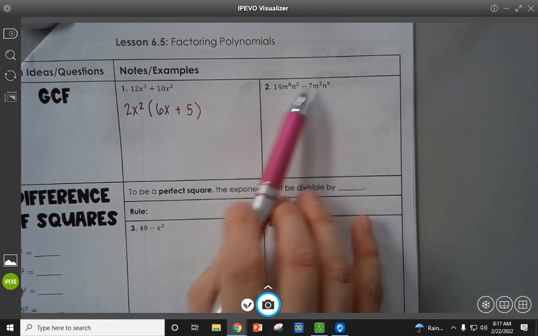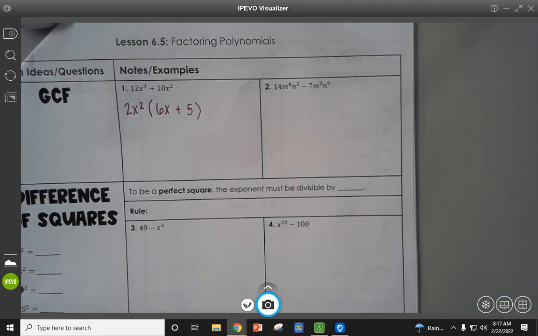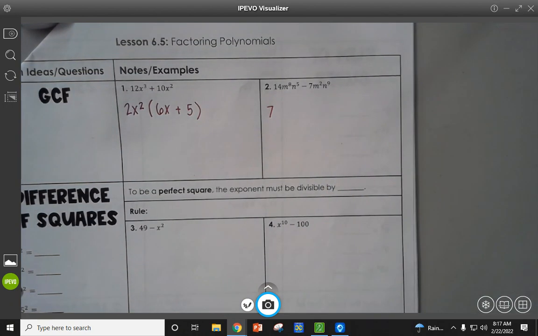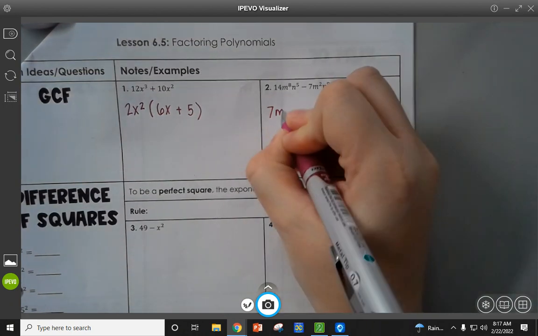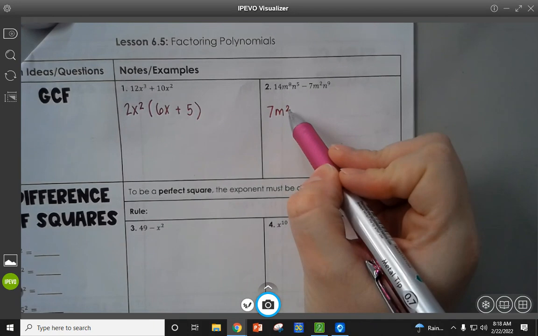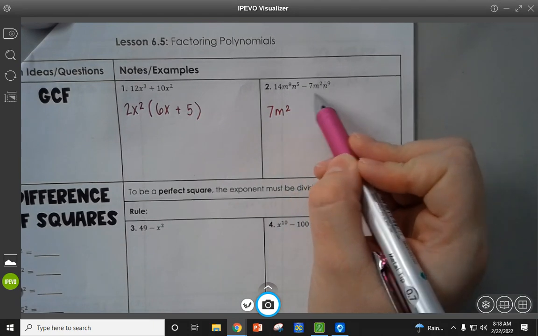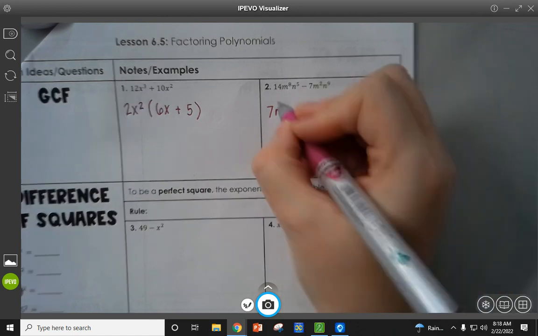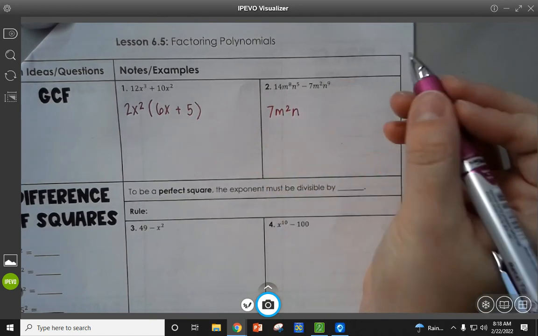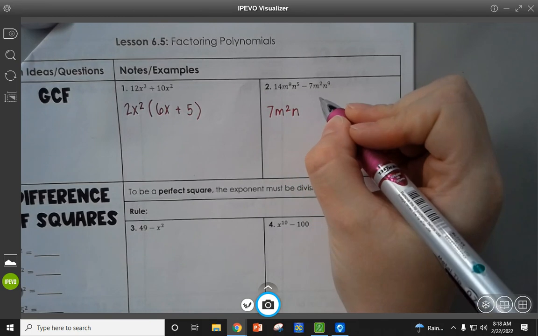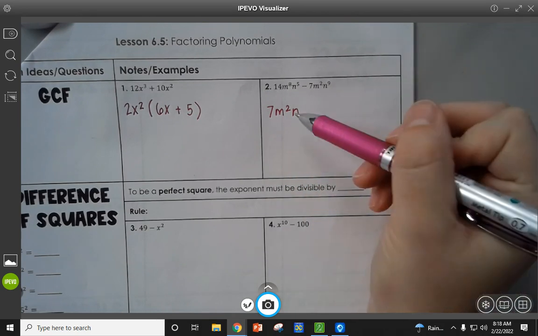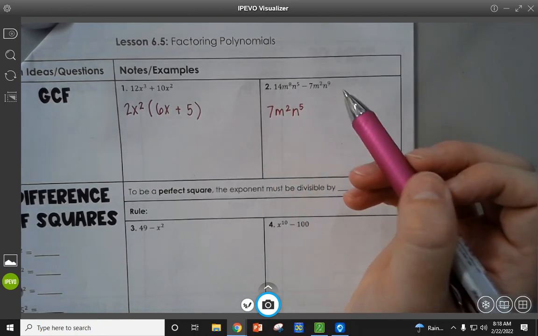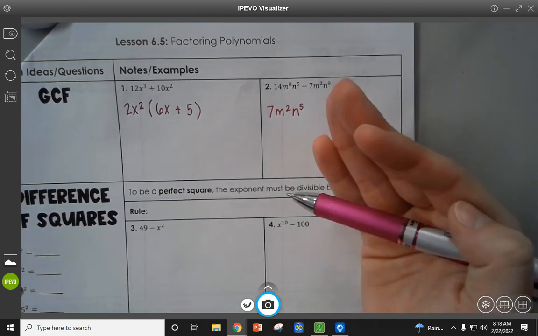Number 2, what do 14 and 7 have in common? 7. And then how many m's can I factor out? 2. I can't have any more than this squared because this term over here doesn't have any more to give. And then the n's, how many n's can I factor out? 5. You always factor out whatever the smallest exponent is, that's what comes out.